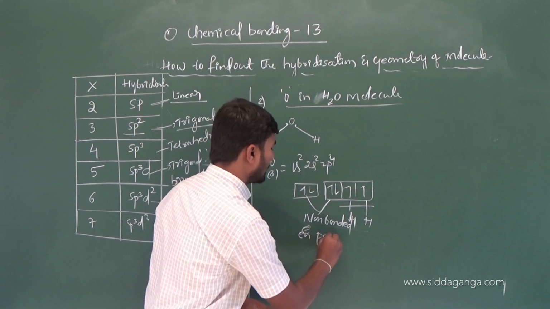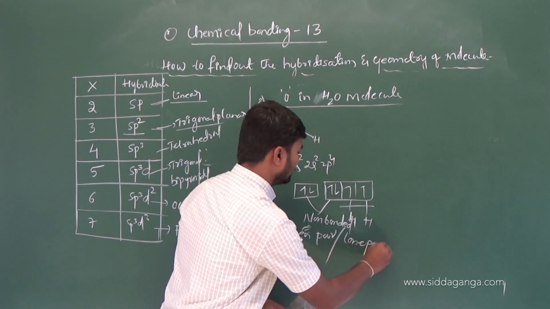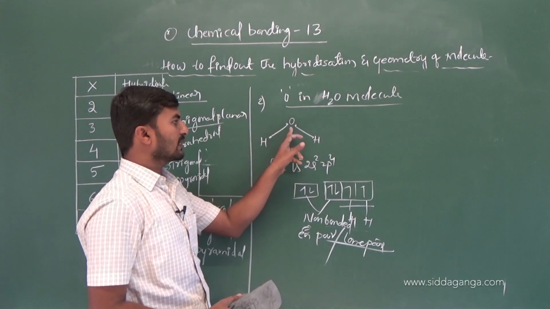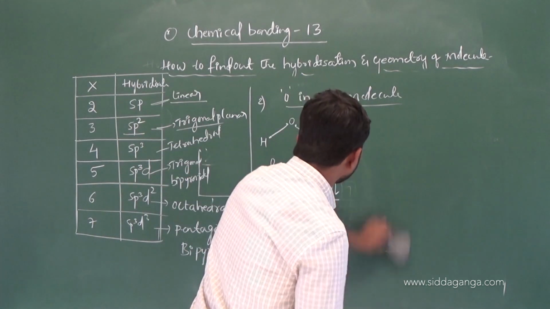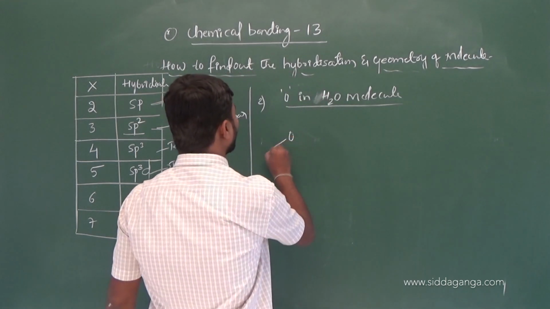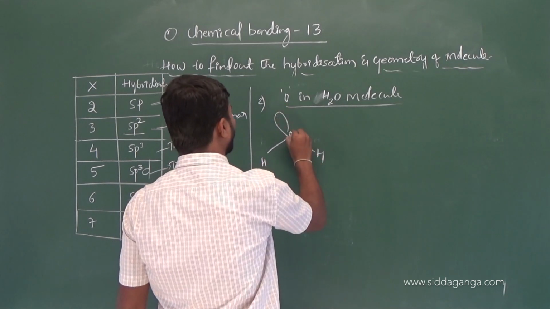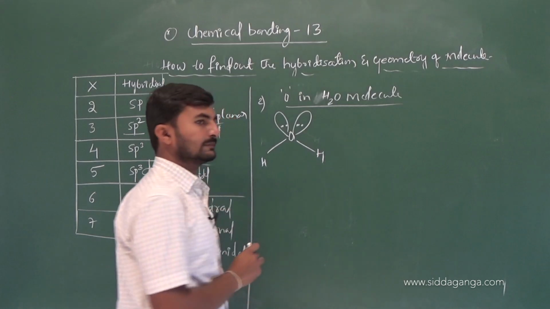Now oxygen is left with 4 electrons, or 2 lone pairs, 2 non-bonded electron pairs. These are called lone pairs. How many lone pairs are present on the oxygen atom? There are 2 lone pairs of electrons present on the oxygen atom. One lone pair, another lone pair.